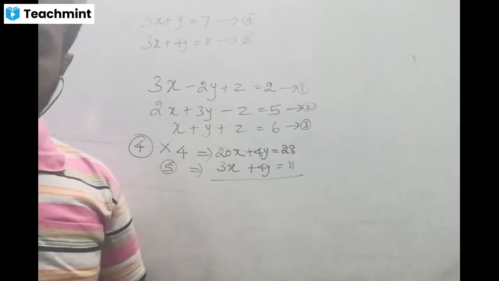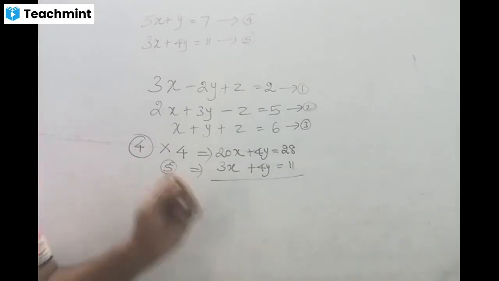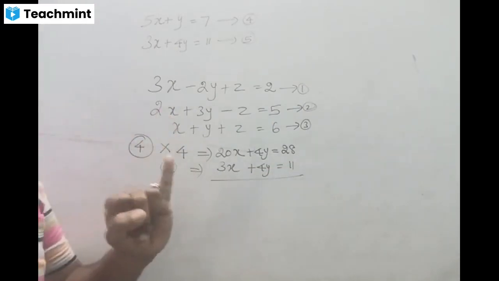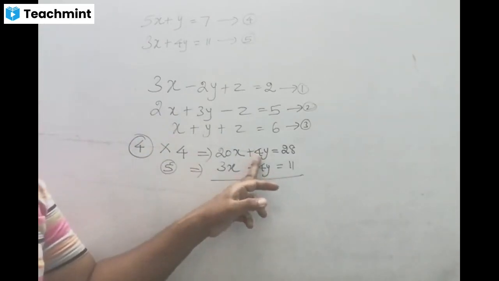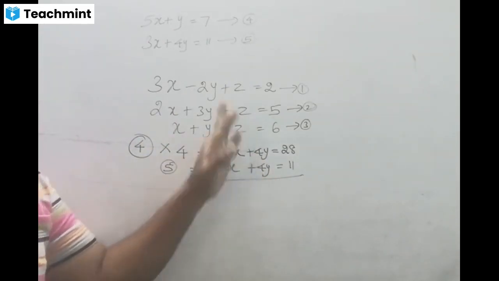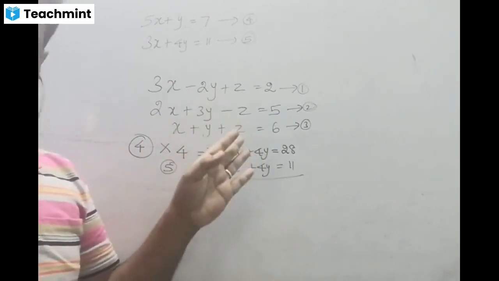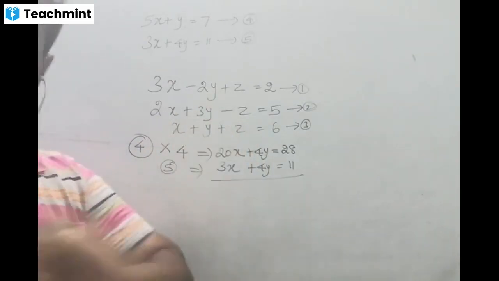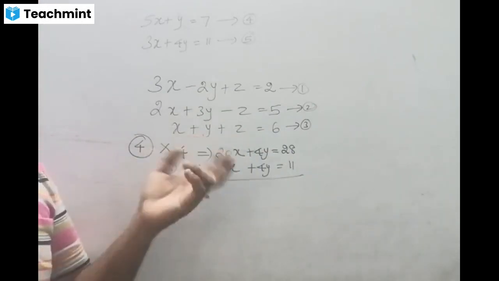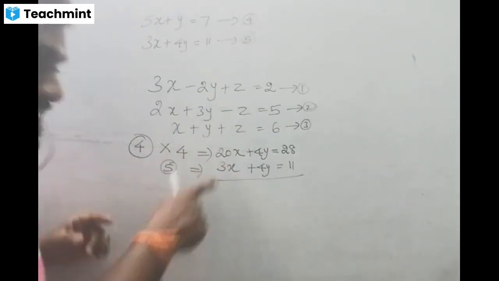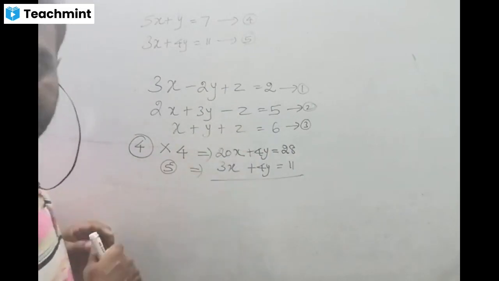Now I want to eliminate the variable y. Before eliminating, I have to observe two things. First, the coefficient of y should be the same. Here the coefficient of y is 4 and here also 4. So in both equations, the variable has the same coefficient. The first point is okay. And the second point is what? Observe the sign. If we have alternate signs, then only we can cancel. But here we have the same sign.